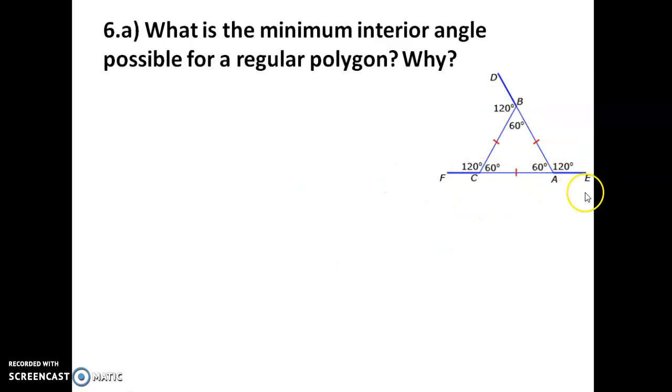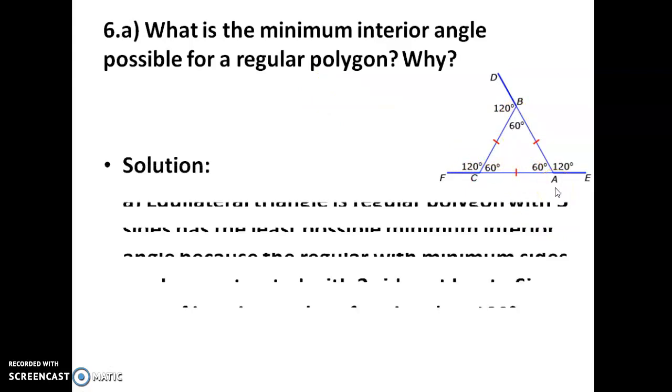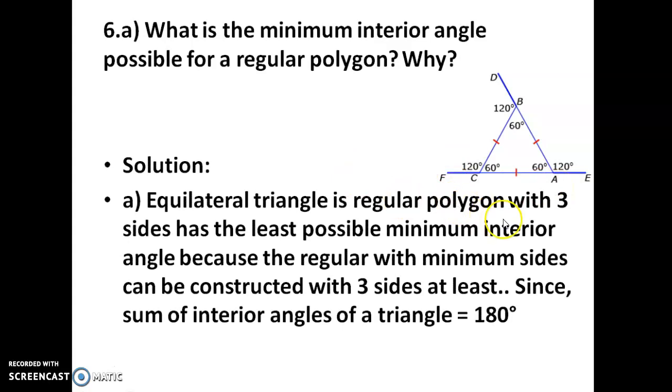That's a polygon. It's a closed figure made of straight lines. So only a triangle is the polygon with the least number of sides. That's why, since we are taking a regular polygon, we should take an equilateral triangle, so angles are equal and sides are also equal. So an equilateral triangle is a regular polygon with three sides, and has the least possible interior angle because a regular polygon with the minimum sides can be constructed with at least three sides.